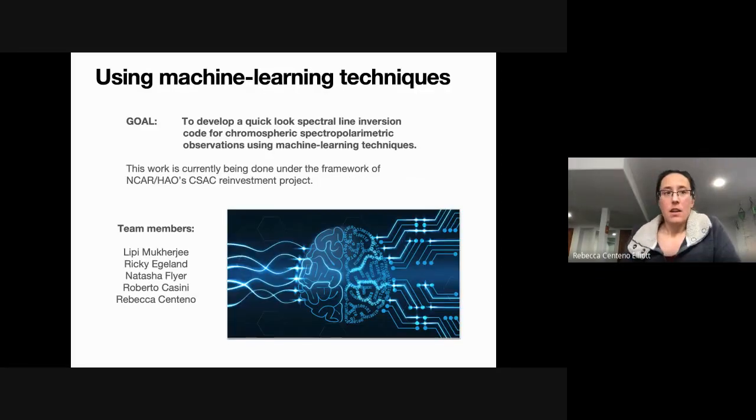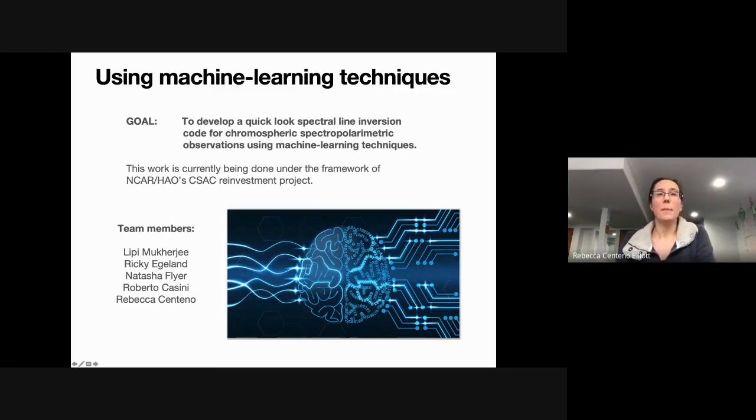And lastly, just 2 more minutes, allow me to introduce you to a project that started last year. This was a project to develop a quick-look spectral line inversion code for chromospheric spectral lines using machine learning techniques, with the goal of really speeding up this inverse mapping process. This work is currently being done under the framework of NCAR's reinvestment projects, and these are the team members. Lippi is a postdoc that joined us in May of 2020. She started working full-time on this project, and she's mainly leading it.